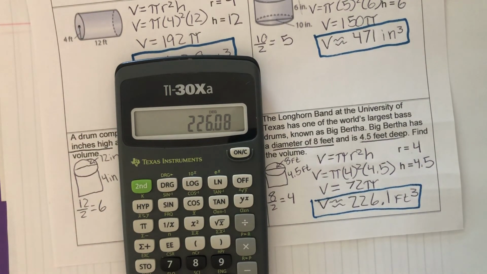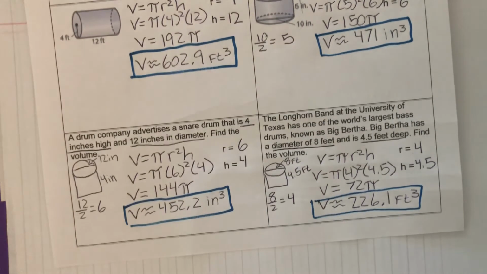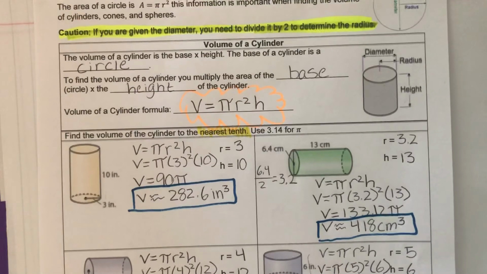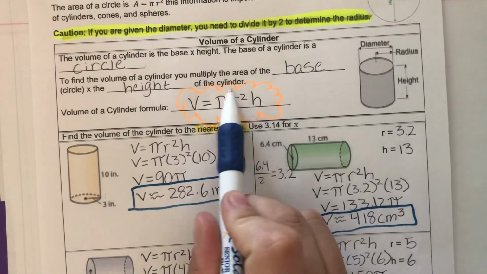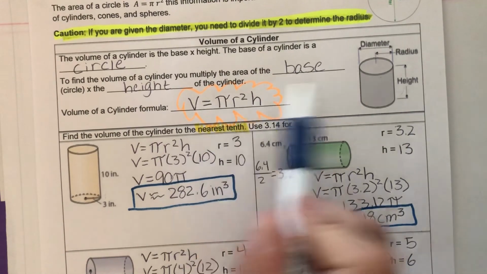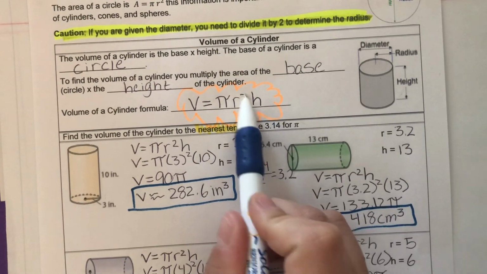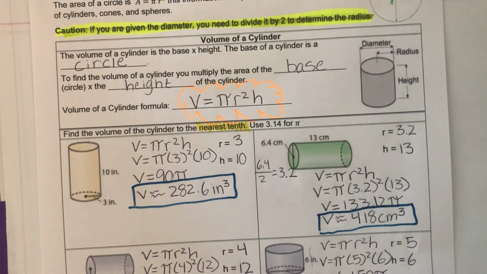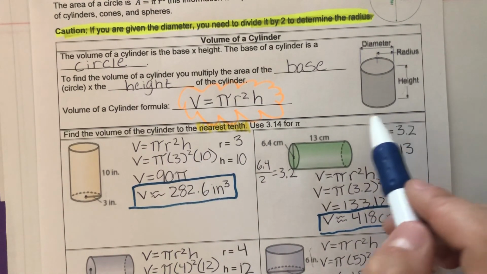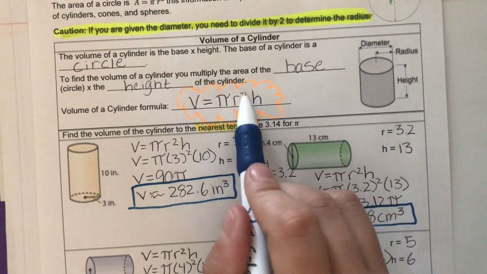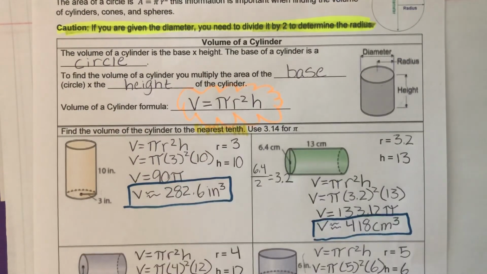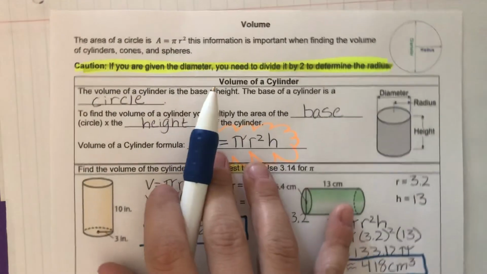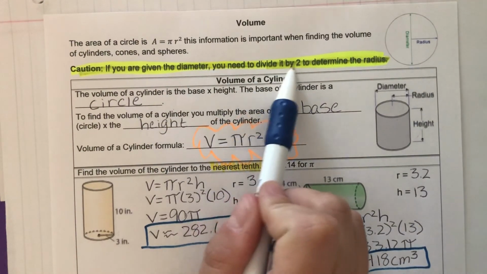All right, guys, we are done with those examples. Really important you remember this formula. Remember, this first part here is just the area of the base, which is a circle. So the area of a circle is pi r squared. And then to find the volume of the cylinder, you just multiply it by the height. So area of the base times the height. Remember, if you are given a diameter, you need to divide it by 2 to determine the radius.